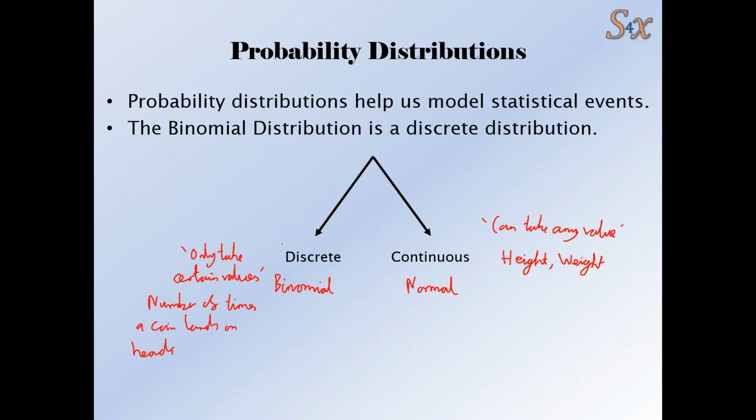So the binomial is good for these discrete events. Another example is how many times a dice lands on 6, or the number of children in a class who have asthma, for instance. It's got only certain values it can take. It could be 2, it could be 5, it could be 7, but it can't be 6.25 or whatever. It has to be an integer often. But anything where it can only take certain values will be a discrete distribution.